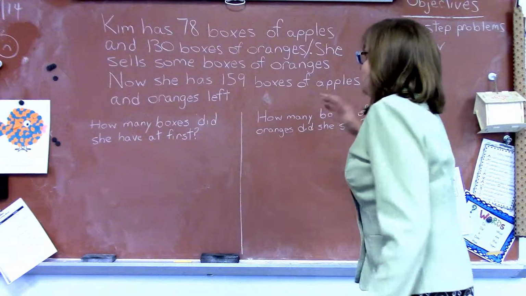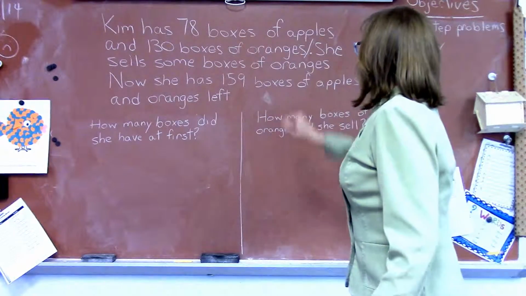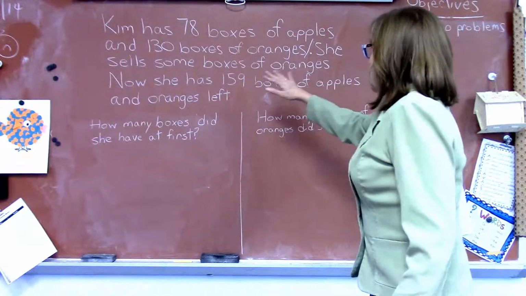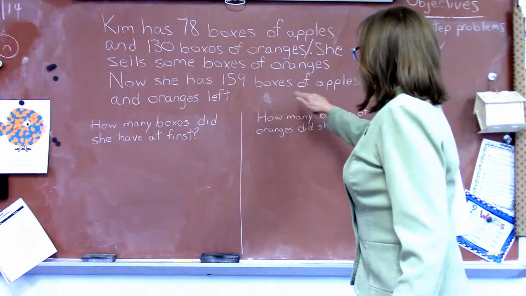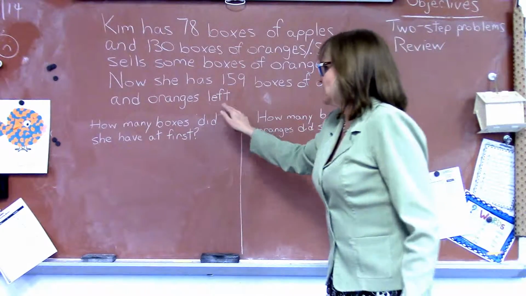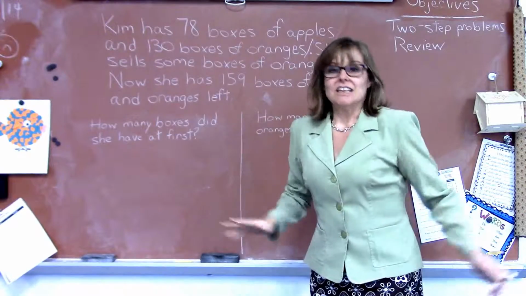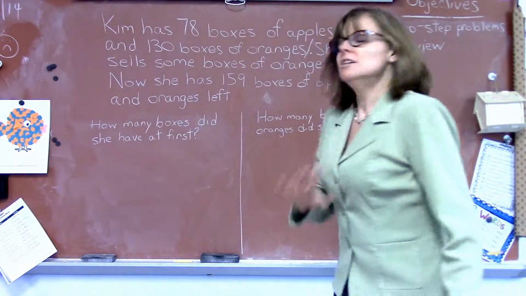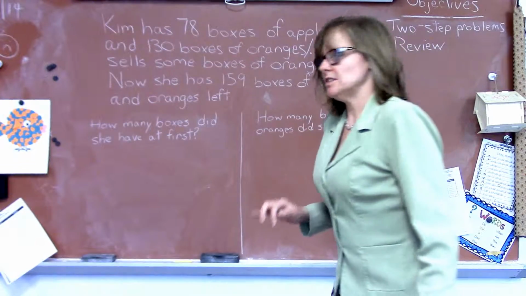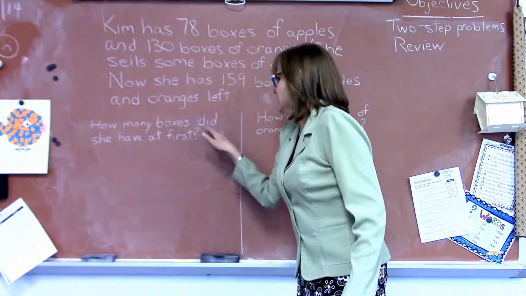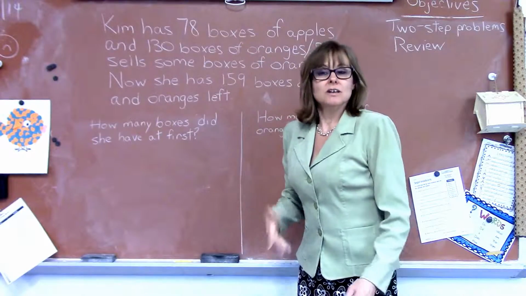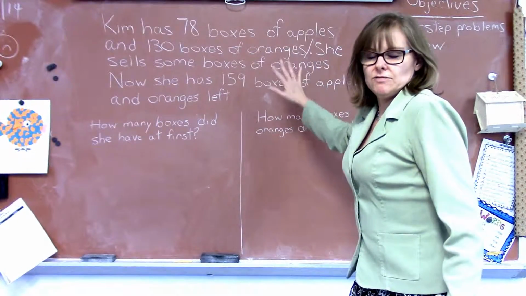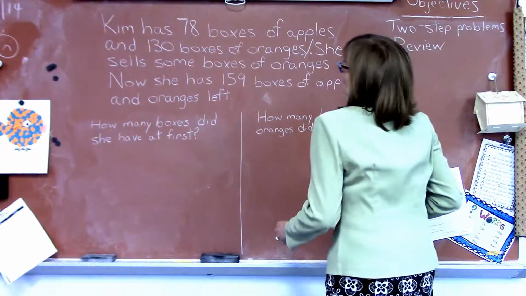Kim has 78 boxes of apples and 130 boxes of oranges. She sells some boxes of oranges. Now she has 159 boxes of apples and oranges left. A lot of information there, a little bit overwhelming. So we take it one step at a time. First, let's take a look at the first question that we need to answer. How many boxes did she have at first? Well, let's go back to the problem, see if we can create a bar model to show that.